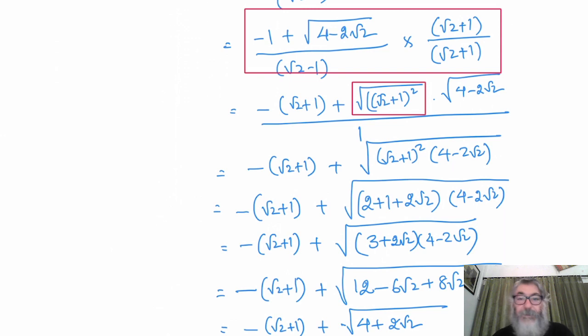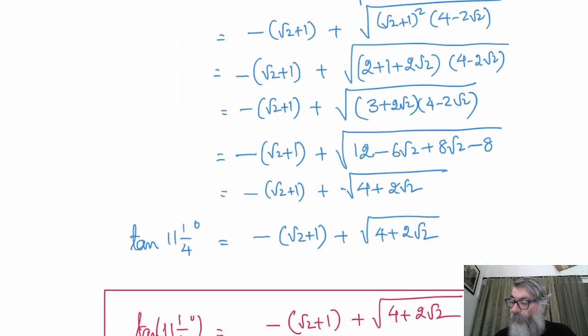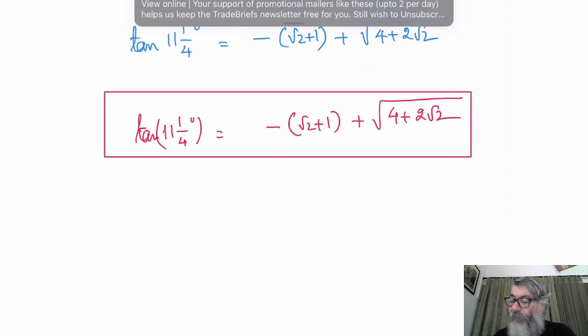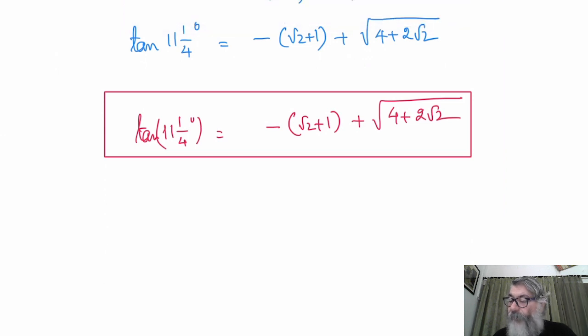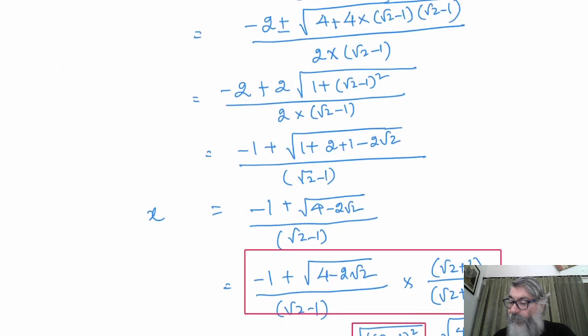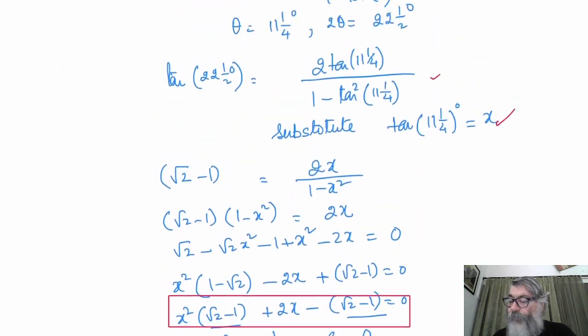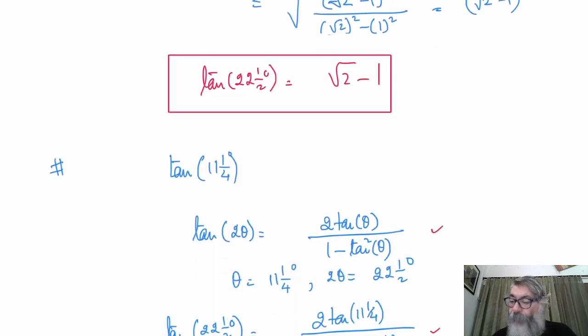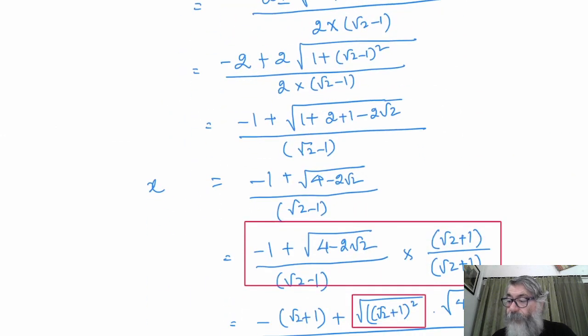That is why we have done this. Just because we want to bring it under root so that then we can multiply. And of course, then simplification is there. So tan 11 and 1 upon 4 degree is equal to minus root 2 plus 1 plus under root 4 plus 2 root 2. I have got two formulas which I had to do with you just now, for 22.5 degree and half of that, 11 and 1 upon 4 degree. After this I'll do some more work with you, but in the next video. Thank you.